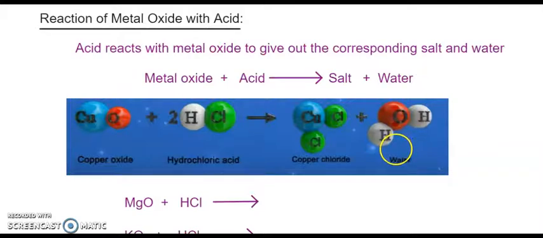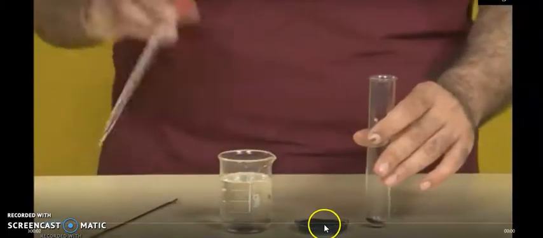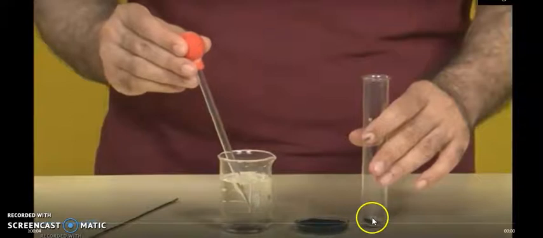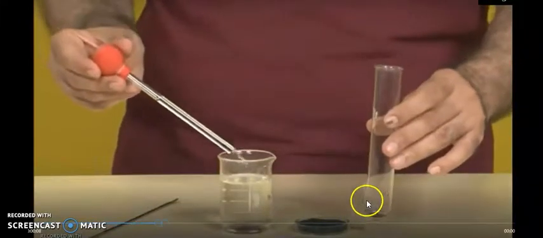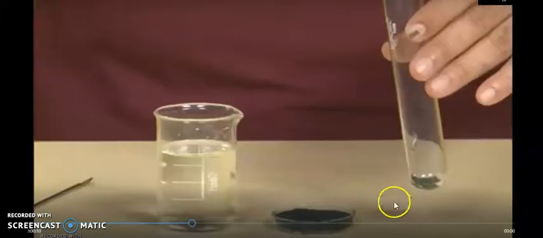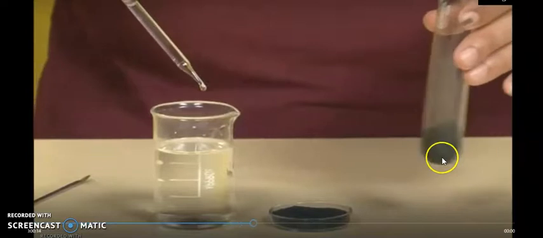What is a metal oxide? A metal oxide is the compound you get when any metal is reacted with oxygen. So when an acid is reacted with a metal oxide, it gives us salt plus water. Okay, so let's have a quick look at the experiment and then we'll come back to this. Here we are taking copper oxide in the test tube, and the person is adding hydrochloric acid into the test tube which already has copper oxide. So cupric oxide reacting with HCl.